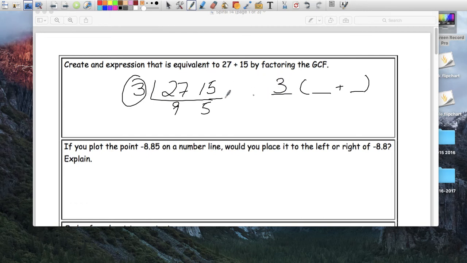And I'll put this outside, and these two numbers go inside. If I actually were to do the distributive property, 3 times 9 will give me 27, plus 3 times 5 will give me 15. So these two expressions have the same meaning.